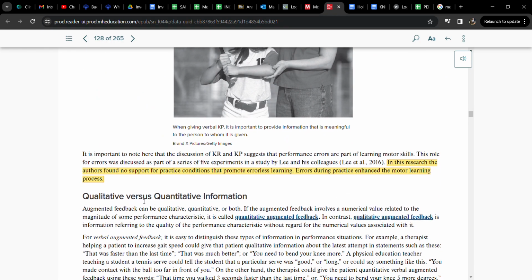So there's some research where they found there's no support for practice conditions that promote errorless learning. Errors during practice enhance motor learning processes. So we want there to be mistakes, obviously not to a ridiculous degree, but we want there to be practice where someone has to make some mistakes. And if they can make mistakes, that allows them to help correct them when they do get in a more working environment, such as a game or more game-like scenarios in practice. It's just going to help them in those scenarios.